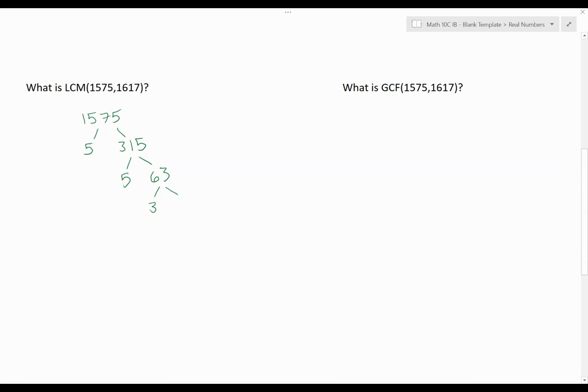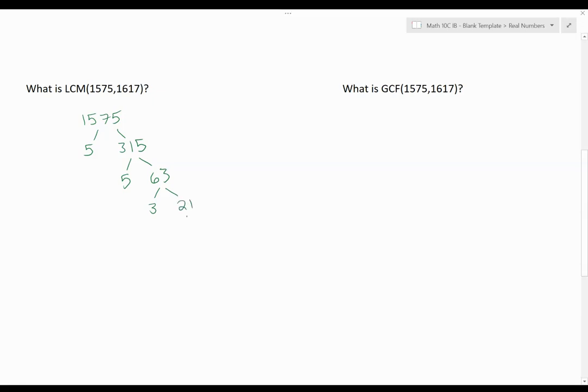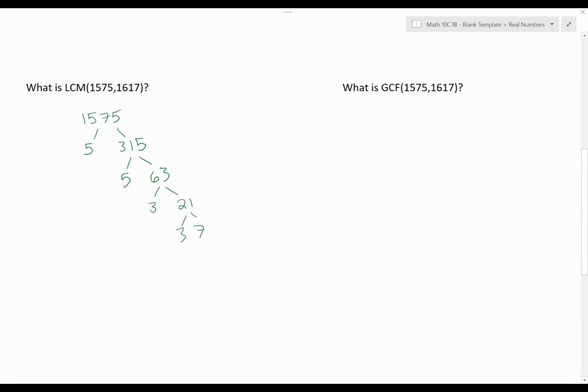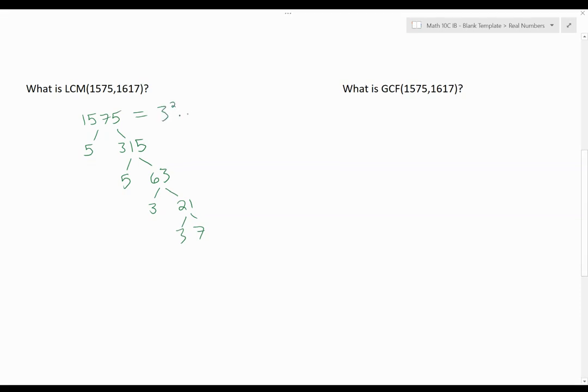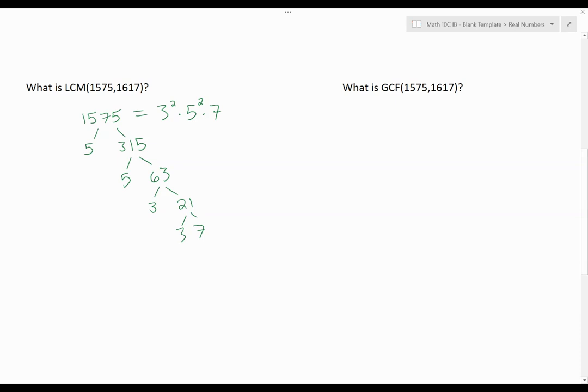I'm sticking to just prime numbers. You could have divided it by 7. You could have divided it by 9 if you wanted. So this is 3 times 21, which is 3 times 7, which means that 1575 is 3 squared times 5 squared times 7. Those are the elements of that number, and they're going to be helpful in figuring out how it interacts with and combines with other numbers.